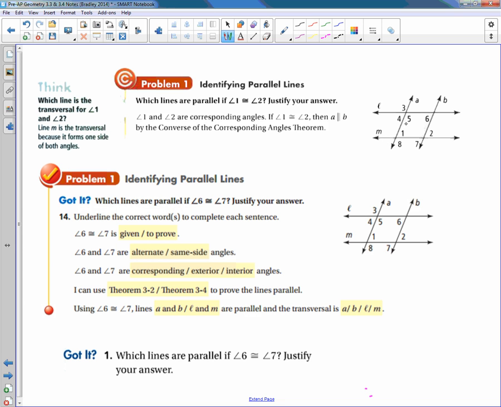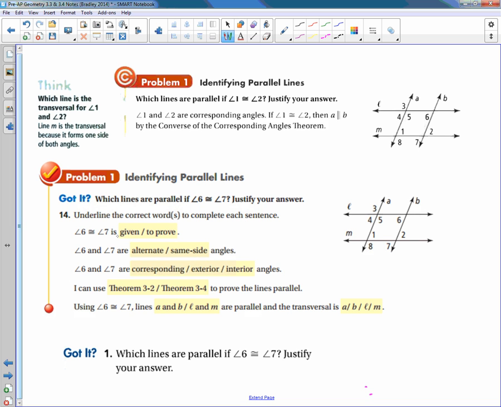If I said that 3 and 8 were congruent, what is my parallel line pair? L and M. And my transversal now is A. Do you see the difference? Okay, just be real careful because they'll catch us with that. So let's look at the question. 6 and 7 are congruent. Is that given or is that what we're trying to prove? That's given. What kind of angle are they?